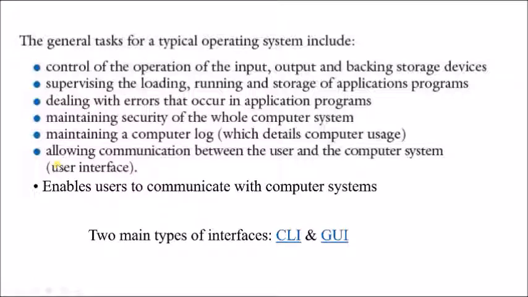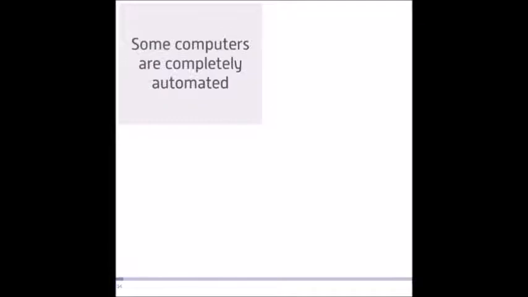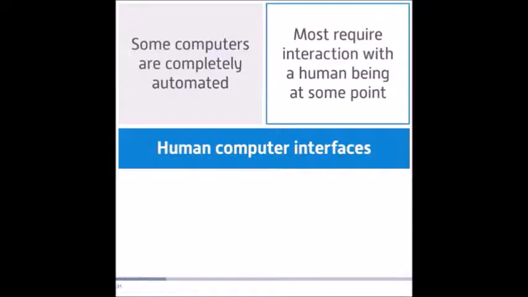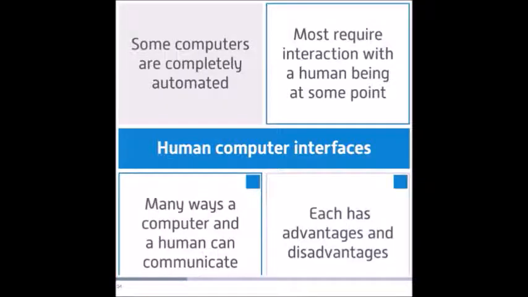Also, allowing communication between the user and the computer system. It is the user interface. For me, I see this is one of the most important tasks of my operating system. Although some computers are completely automated, most require interaction with a human being at some point. The study of human-computer interfaces is important, since there are many ways in which a computer and a human being can communicate with each other. Each approach has advantages and disadvantages when compared to others.